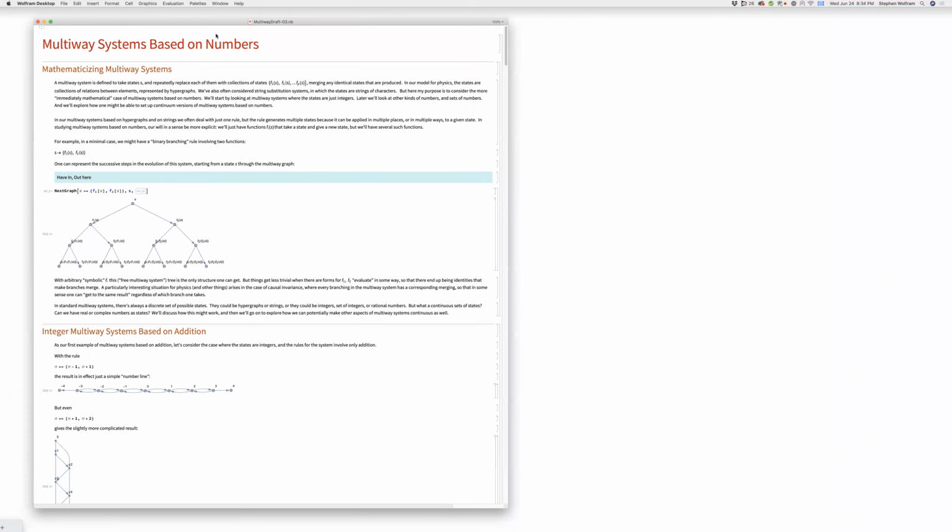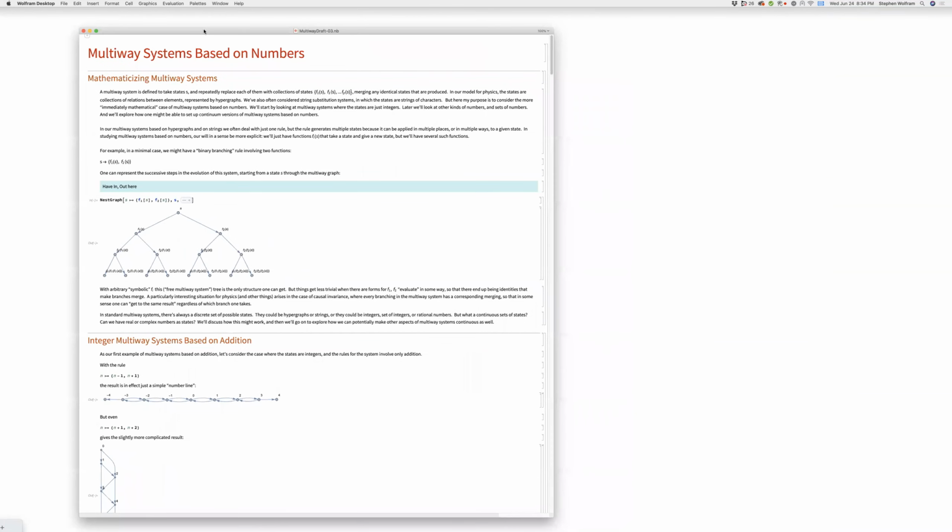This is going to turn into a bulletin that is one of our physics project bulletins. The theory of these bulletins was supposed to be that they're quick and short, but they're turning out to be definitely not short and not quite so quick. Okay, but so this is a bulletin about multi-way systems based on numbers.